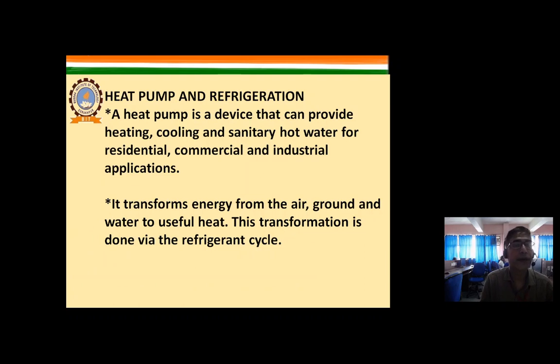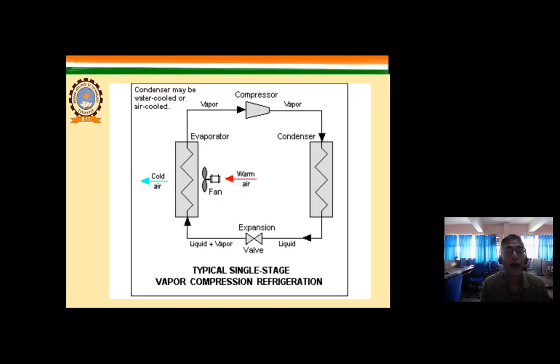Now the next topic is heat pump and refrigeration. A heat pump is a device that can provide heating, cooling and sanitary hot water for residential, commercial and industrial applications. It also transforms energy from the air, ground and water to useful heat. This transformation is done via the refrigeration cycle. As you can see in the picture, this is a typical single stage vapor compression refrigeration. The evaporator is connected to the compressor, then the compressor to the condenser, and the condenser is connected to the expansion valve.